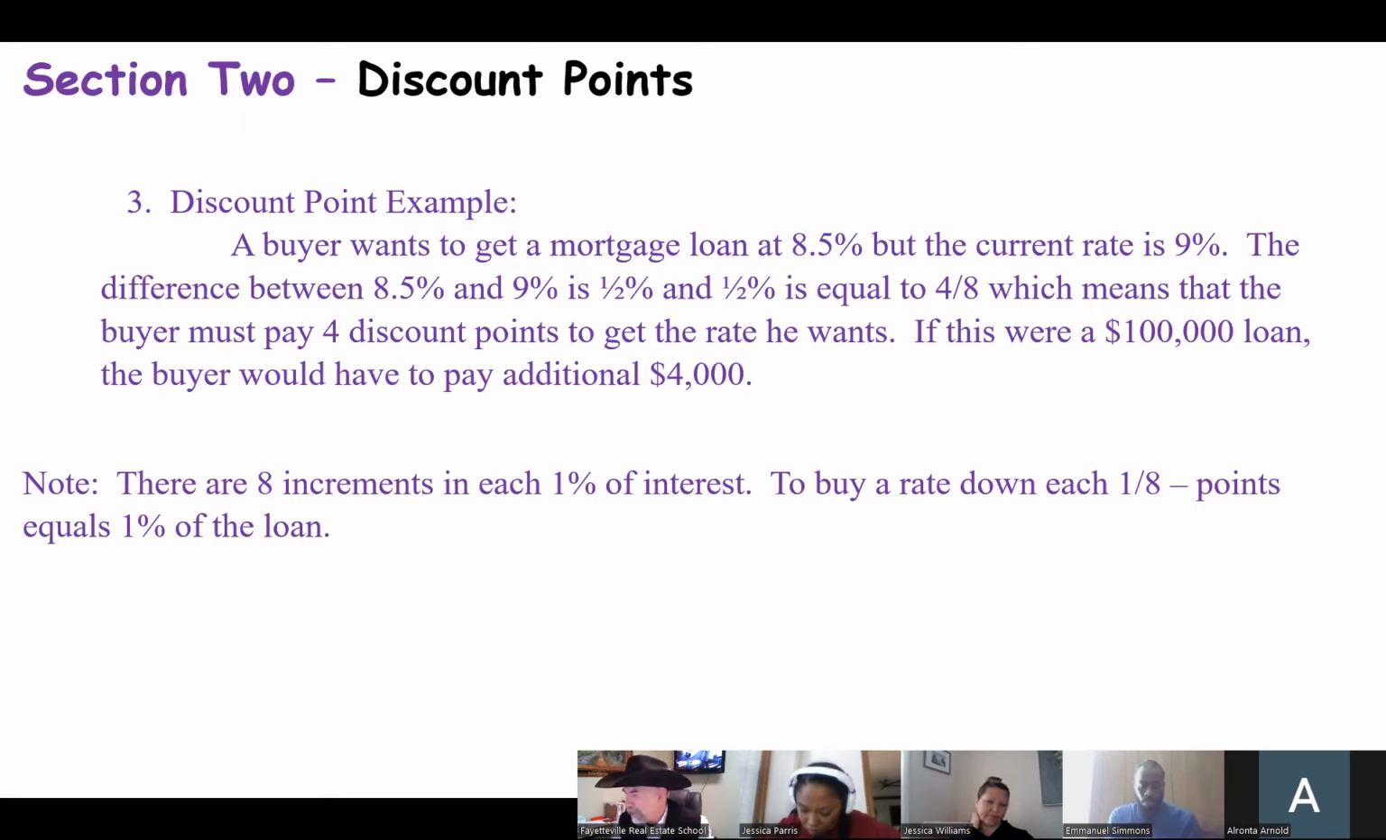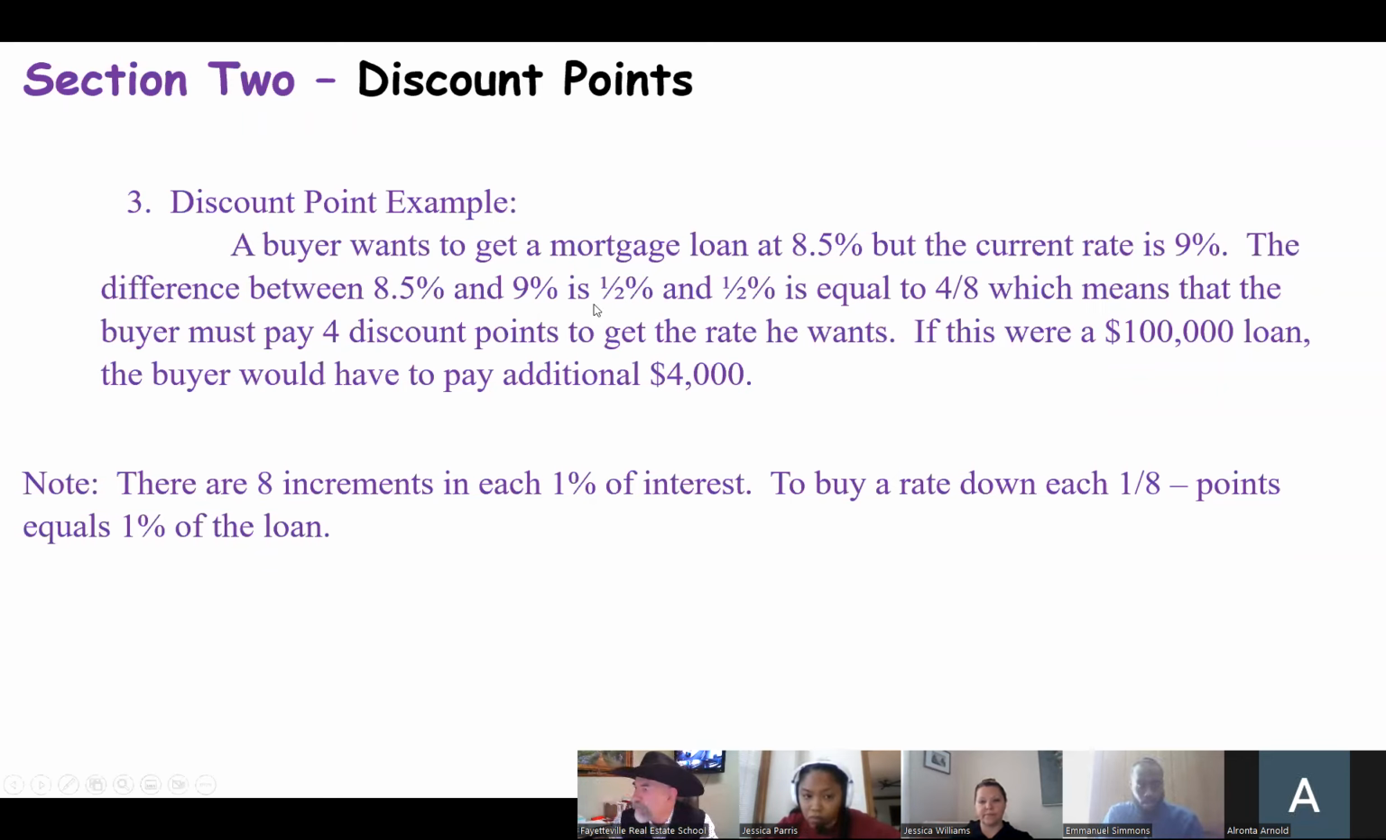Now, E-Man, answer me this. If you get a lower interest rate on your loan, does that mean a lower monthly payment? Yes. Yes, that's why you want a lower interest rate, so that you can have a lower monthly payment.